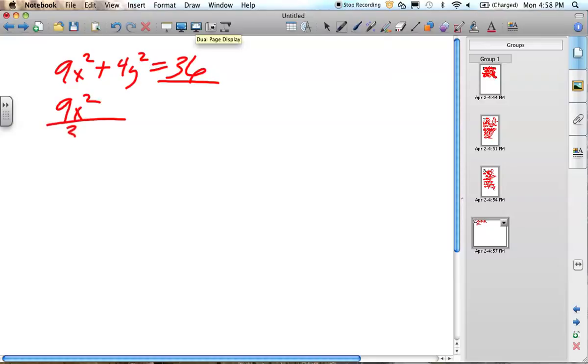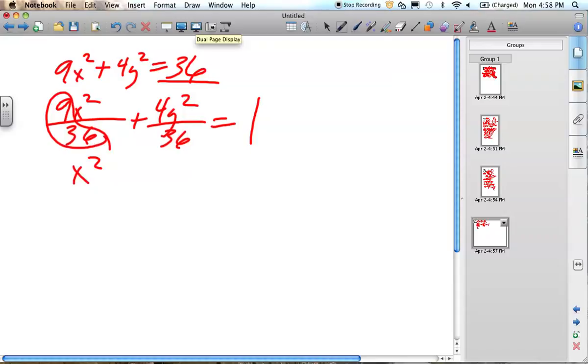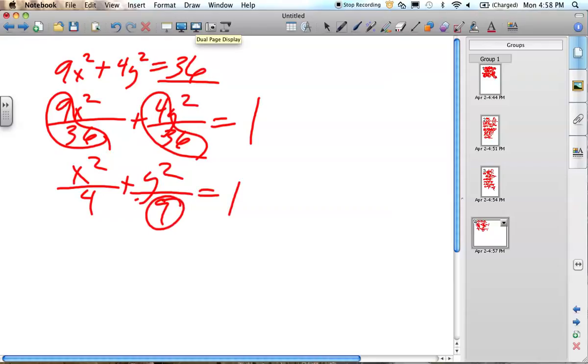9x squared, and that makes it equal to 1. Then I simplify here. X squared over 4 plus, and I simplify here. Notice how the bigger number is here. This thing will be elongated vertically. A is 2, B is 3.